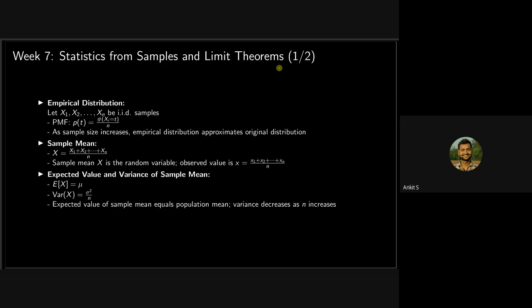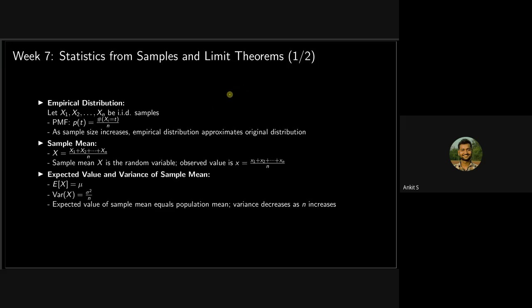So in week 7 we start with the study of samples. Whenever we collect samples, we assume that they follow a certain underlying distribution. They have come from a certain underlying distribution, and our goal is to try to understand the underlying distribution using the samples. So first we started with what is empirical distribution and sample statistics. So what is empirical distribution?